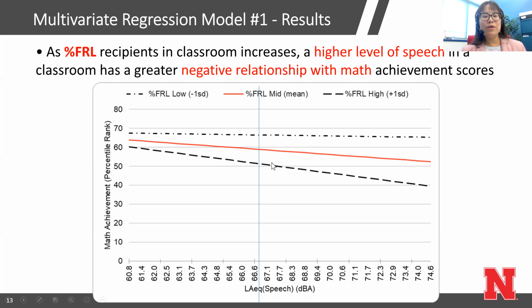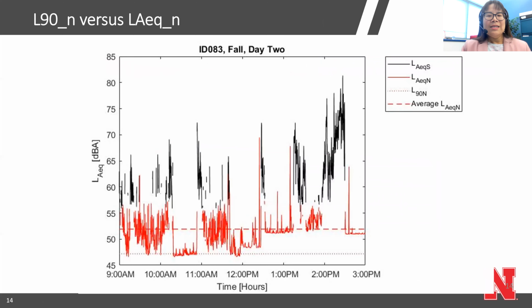Whereas if there was a greater percentage of free and reduced lunch students in the classroom, this is drawn as +1 standard deviation from the mean to -1 standard deviation from the mean, then that effect is even stronger. So we thought that was an interesting relationship to show.